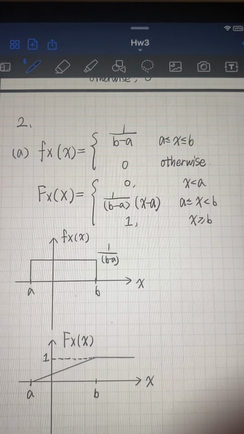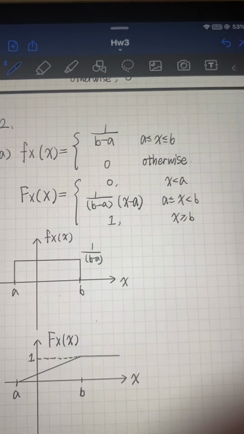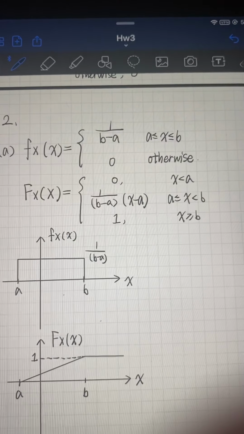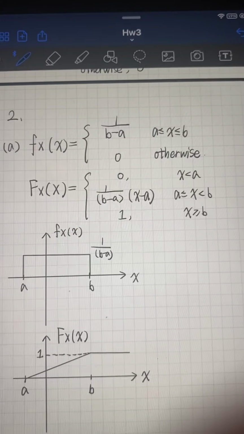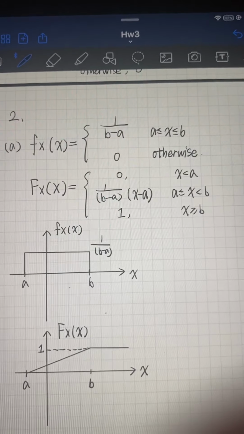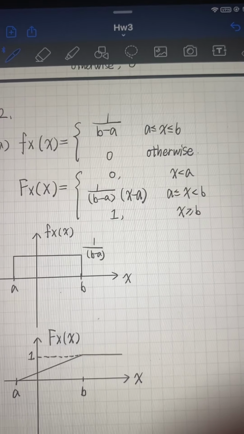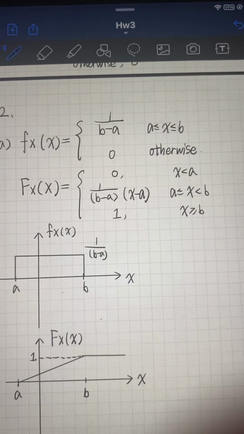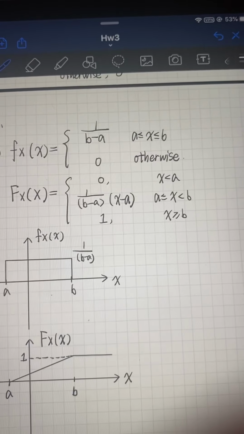Hello everyone, I'm here to introduce how I do the second part of homework 3. First, let's see the question. X is uniform in the section [a, b] and y equals x squared. In the first part, we should find and draw the lower f_X and the upper F_X.